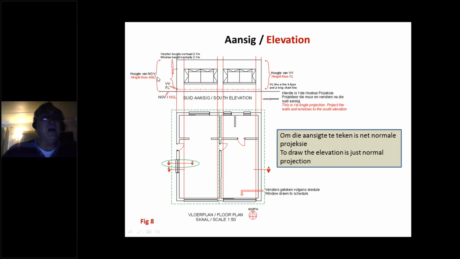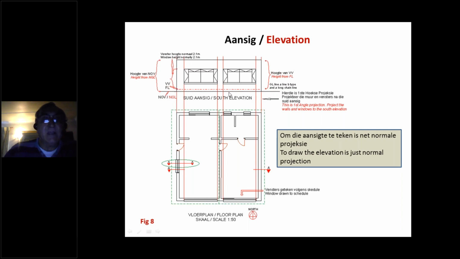They will give you the height of the wall, as we showed on the other side, the height from the floor level, so that you know what is the height from the natural ground level to the floor level. Again, look at the line of the floor level. It's not a faint line. It's not just a construction line. It's a long chain line. It's a type B line. If that line is not drawn according to that, you will lose a mark.